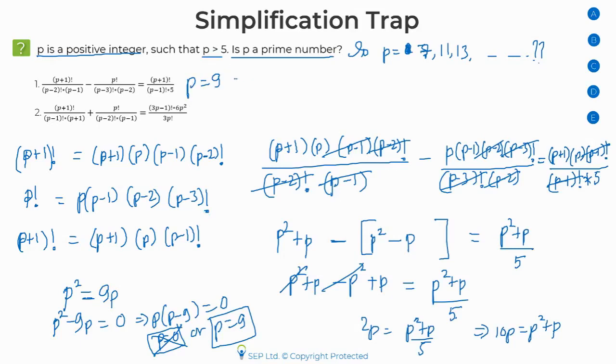Is p a prime number? No. Which means the first statement alone is sufficient to answer the question. So B, C, E can be eliminated.